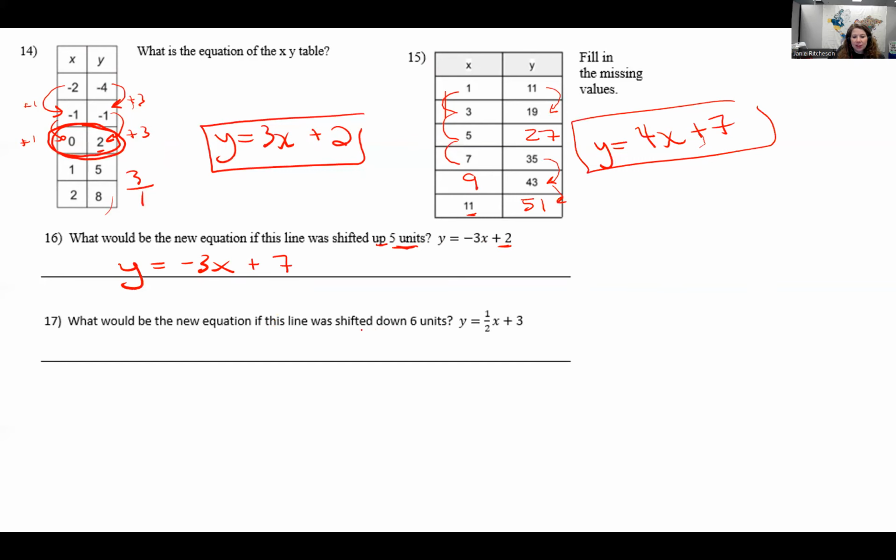Number 17, we're shifting it down 6 units. So once again, our slope doesn't change. But this time our y-intercept decreases by 6. So 3 minus 6 is negative 3. So that's our answer.